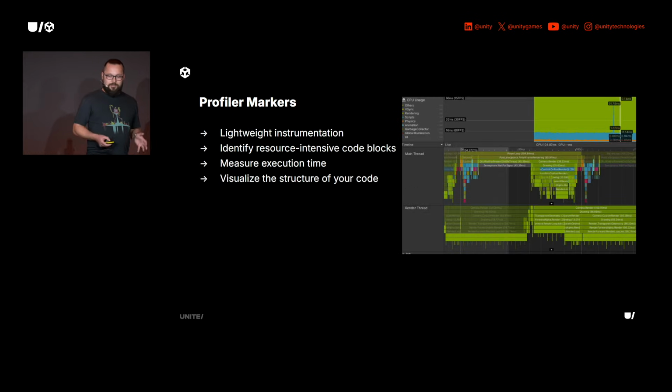So a profiler marker. Basically, a profiler marker is a mark in your code that you can use to instrument your code itself. You can use it to instrument bottlenecks, to instrument basically the time of your code execution. But it's not only useful for your resource-intensive code blocks, it also helps you visualize your code. As you see on the right side of the profiler, you actually see where your code is, what's happening, in which part of the job it's happening.